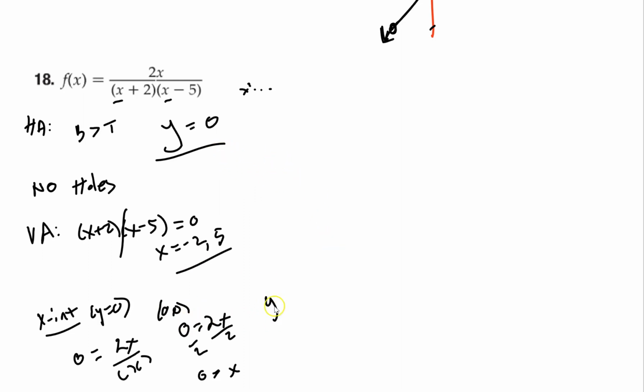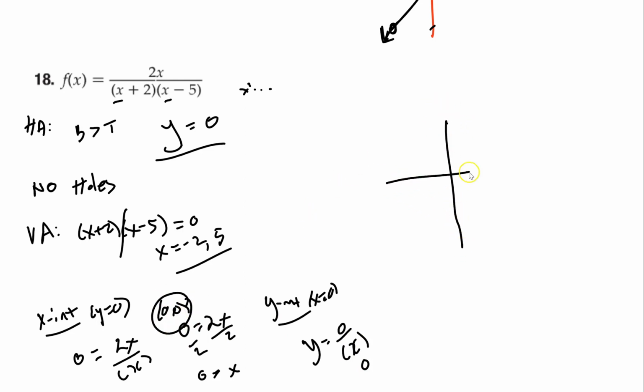So if I get to the y-intercept, right, x equals 0, you get the same thing. You're going to get y equals 0 because 2 times 0 is 0 over something, which is 0. So the x and y intercepts are at 0, 0. Let's, as always, graph the horizontal asymptote. Our vertical asymptotes, you have 2 of them this time, -2 and 5.